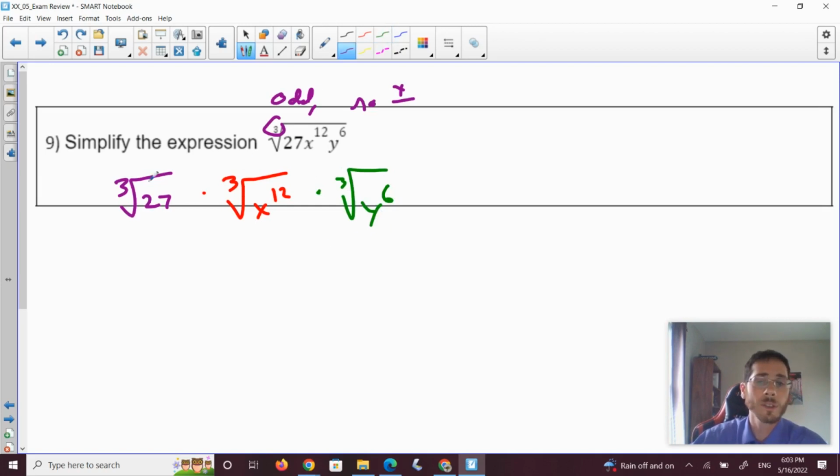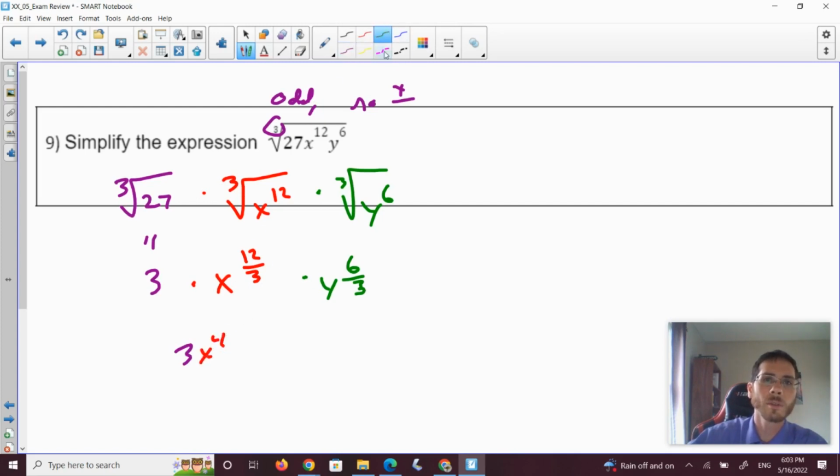So cube root of 27, this actually comes out nice. We could put this in a calculator if we wanted to, but we could think about it: 3 times 3 times 3. 3 times 3 is 9, times 3 is 27. This is just 3. For these ones, we have to remember when we deal with the x's and the y's, we want to take this number and divide. So we're going to do 12 divided by 3. And over here, we're going to do y to the 6 divided by 3. So final answer is going to be 3x to the 4th, y to the 2nd. And that's it. So again, we're just rewriting our index as our denominator here to help simplify.